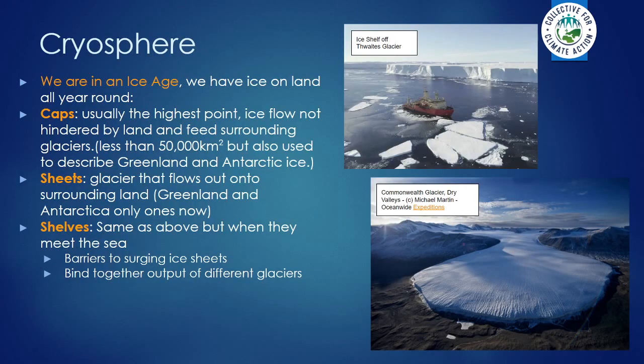So looking at the cryosphere, this is the frozen part of the world. As I said before, we're in an ice age, so we've got ice on land all year round. And this ice is divided up into caps, sheets and shelves. Ice caps are just the highest point on an ice flow. Flowing from that, you have the sheets that flow out in all directions often. The only ice sheets we've got left now are the Greenland and the Antarctic ice sheets. We also have shelves where those sheets meet the ocean, and this is the ice shelf off Thwaites Glacier.